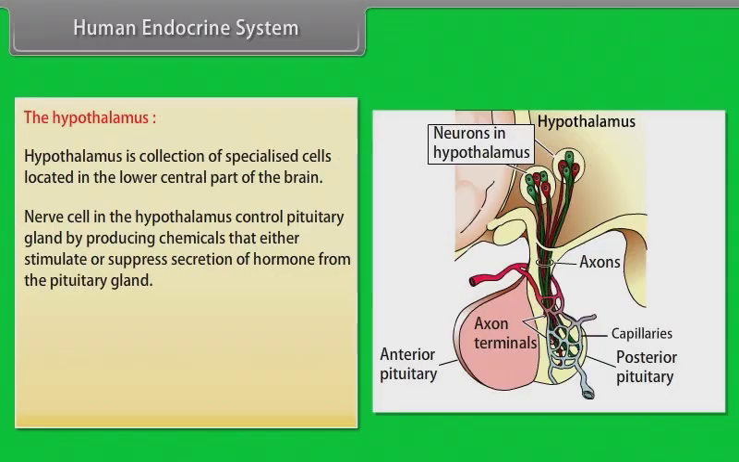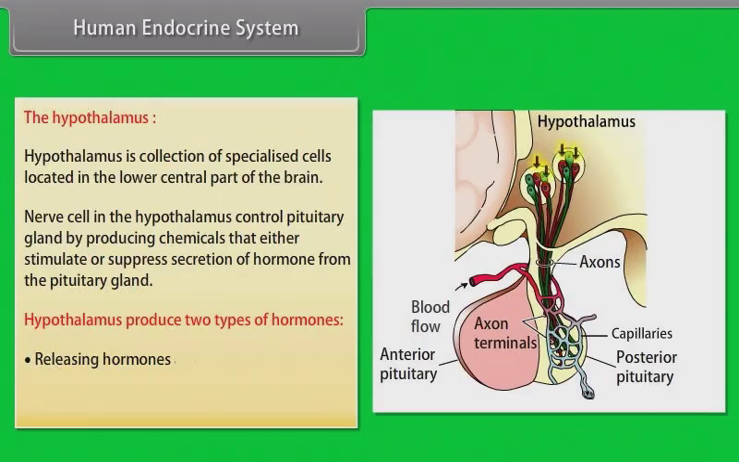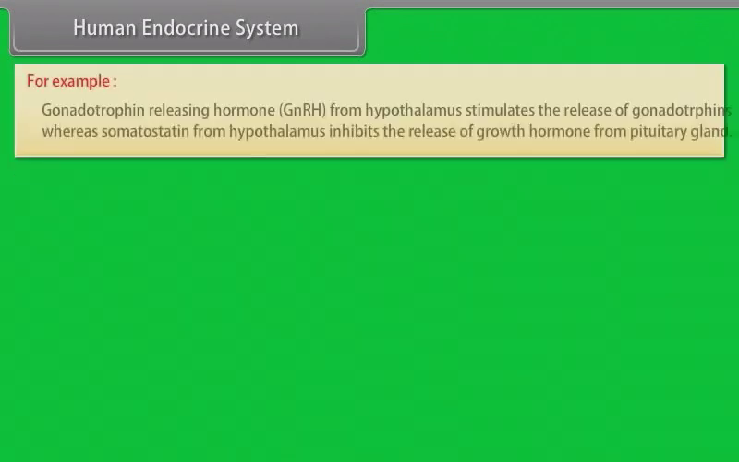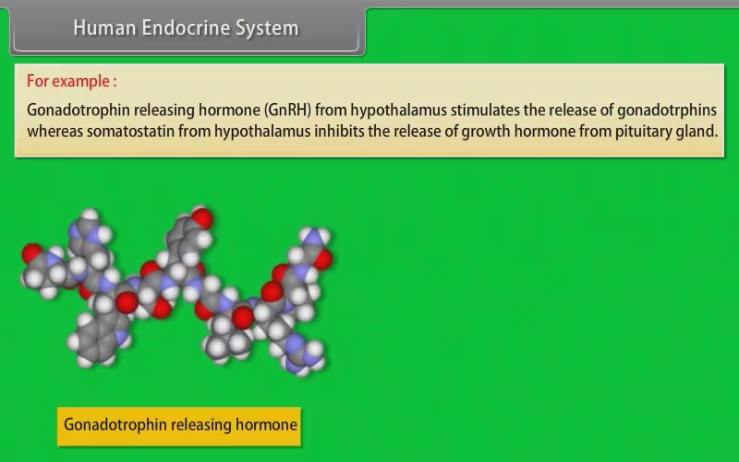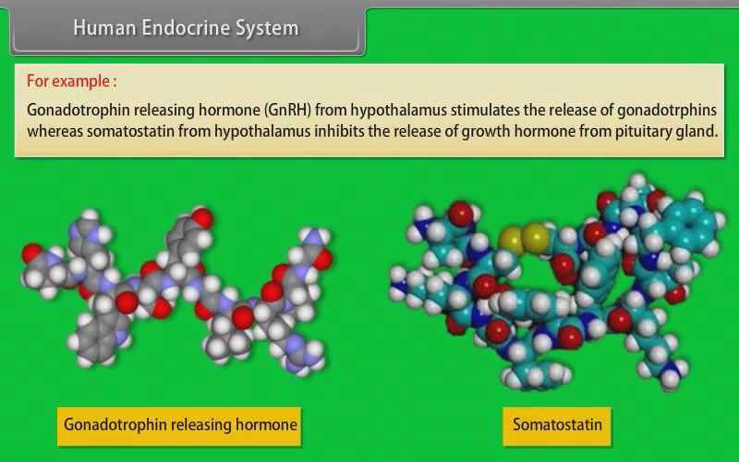the pituitary gland. Hypothalamus produces two types of hormones: releasing hormones and inhibiting hormones. For example, gonadotrophin-releasing hormone from hypothalamus stimulates the release of gonadotrophins, whereas somatostatin from hypothalamus inhibits the release of growth hormones from pituitary gland.